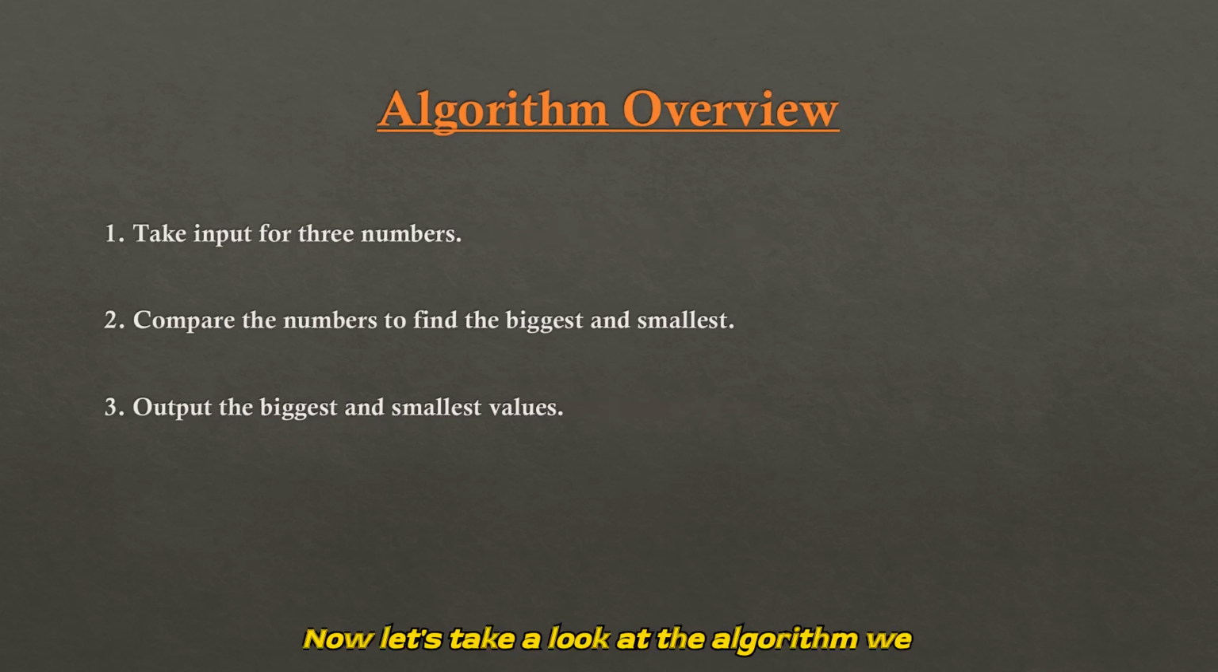Now let's take a look at the algorithm we will be following. First, the program will prompt the user to input three integers. Then we will compare these integers against each other to determine which is the largest and which is the smallest. We will make use of if-else statements to perform these comparisons. Finally, the program will output the largest and smallest numbers to the user. This simple algorithm not only helps in solving this problem, but also illustrates the importance of control flow in programming.